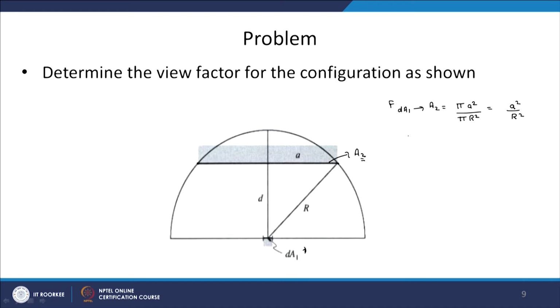Now, what is the value of r? From this triangle, r square is equal to a square plus D square. So, our view factor dA1 to A2 is simply equal to a square upon a square plus D square. This is a view factor you can calculate very easily using this method, called the unit sphere method.